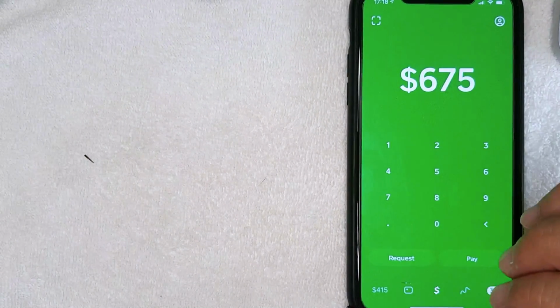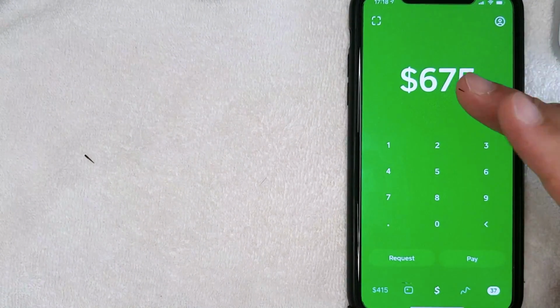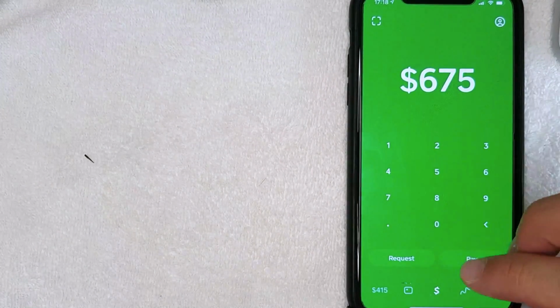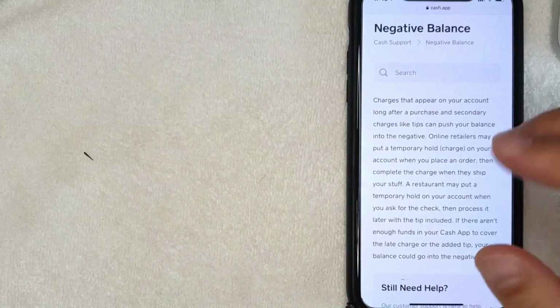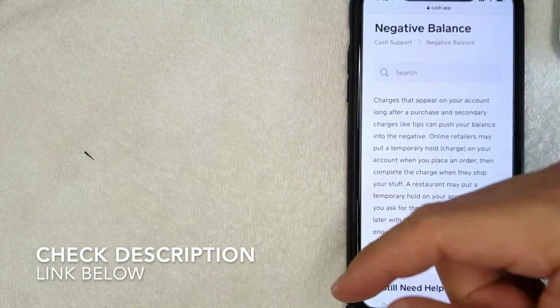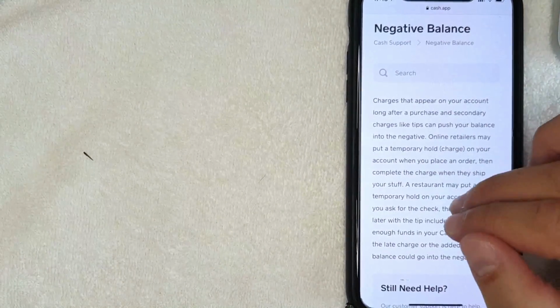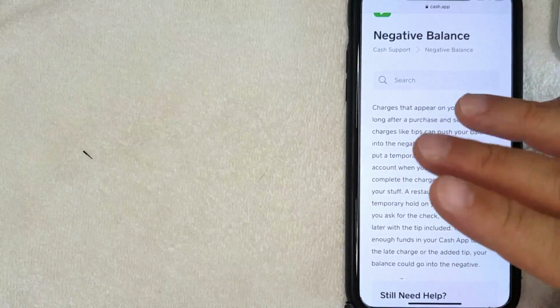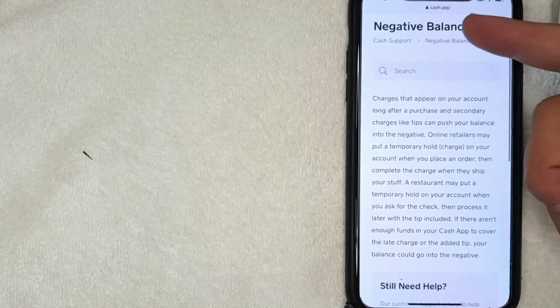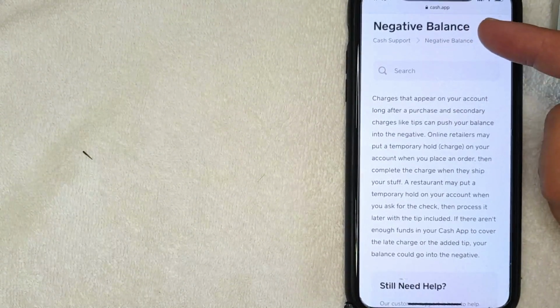In fact, Cash App has an article on their website that talks more about this, so let me go ahead and switch over there now. Okay guys, I went ahead and switched over to the Cash App website. Check my video description. I'll try to leave a quick link to this particular page. Cash App has addressed this issue, as you can see right here on this negative balance blog post.